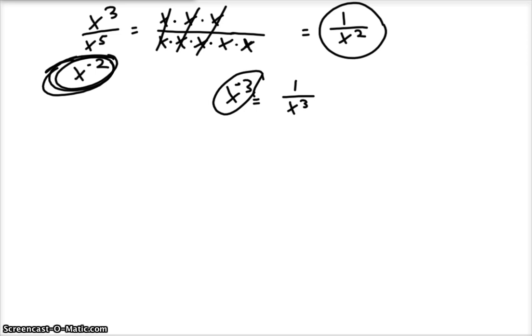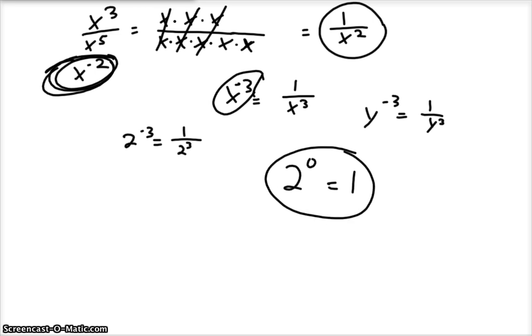Now turn your attention to page 501. You're going to see this process. For example, here they have 2 to the negative 3rd power. That means if we want to write it with a positive exponent, we would do 1 over 2 cubed. What about if I were going to have y to the negative 3rd power? Well, that's going to be 1 over y cubed. And then here's your other trick: 2 to the 0 power is going to equal 1. Remember that one. It's kind of funky.